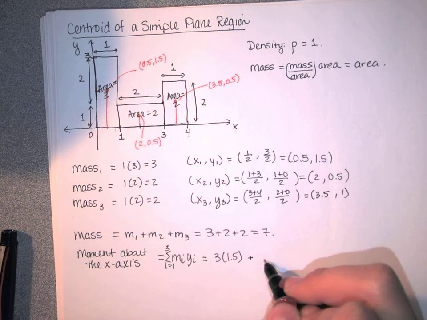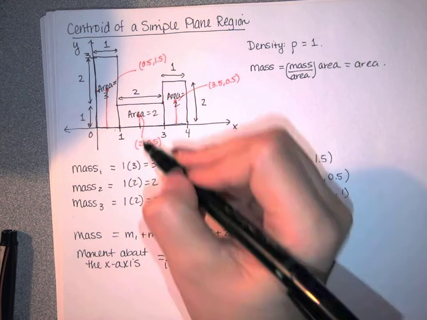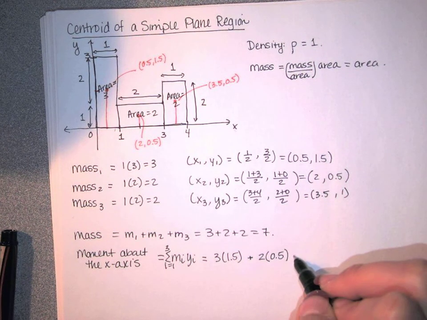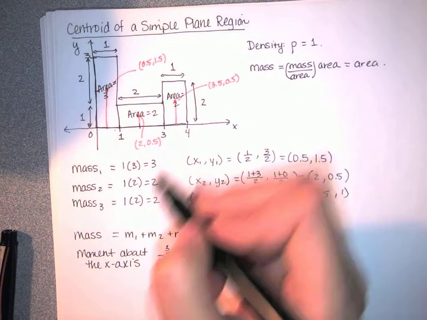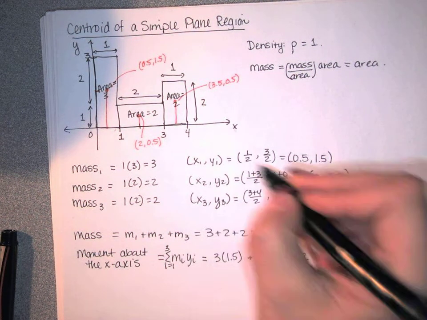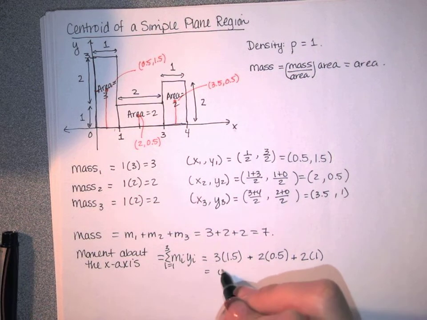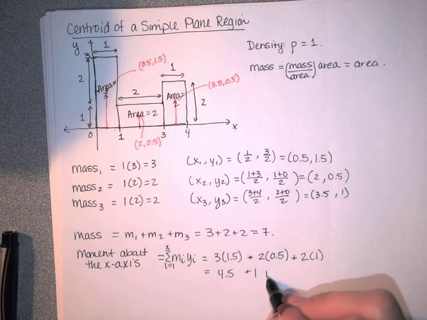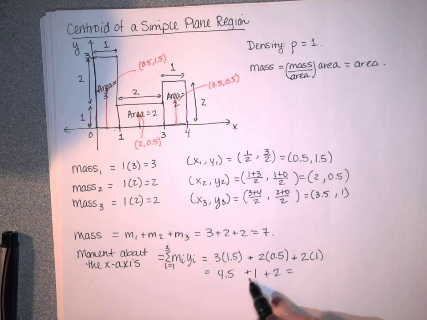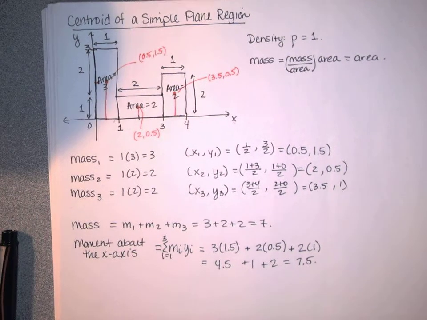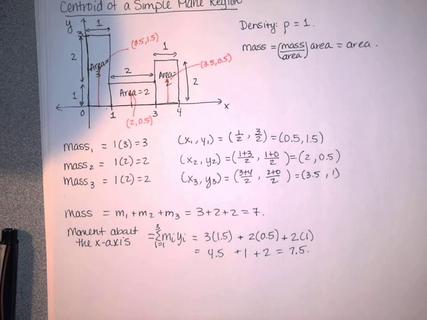Plus this mass, 2, times the y value there, which is 1/2. Plus this mass, which was also 2, times the y value there, which is 1. And so I get 4.5 plus 1 plus 2. So that's 3 plus 4.5 is 7.5. And that's the moment about the x-axis.